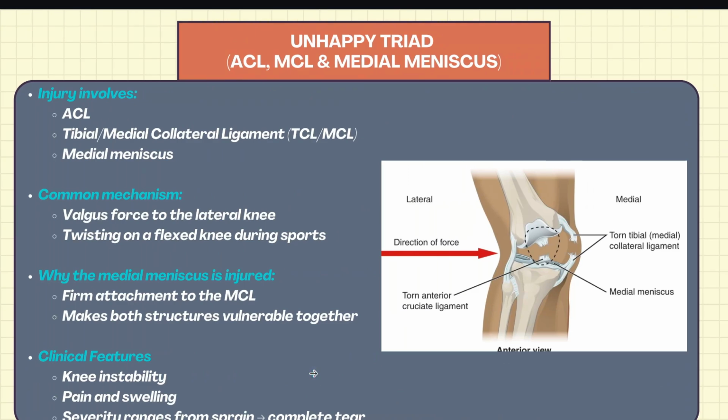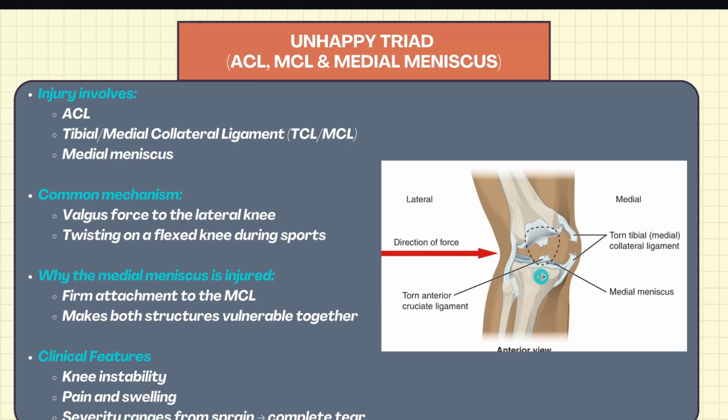Now that we mentioned all of these ligaments and menisci and cruciate ligaments, now you have a case called the unhappy triad. This unhappy triad is when you have the rupture of three structures. The first structure you'll have is your ACL. Your ACL is going to be torn. Actually, it's going to be in the front over here.